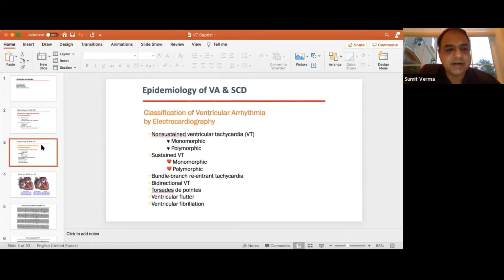And this is really factored into how we treat these arrhythmias. So depending on the patient's particular clinical scenario, the same arrhythmia could be life-threatening, or for another patient, it could be benign.